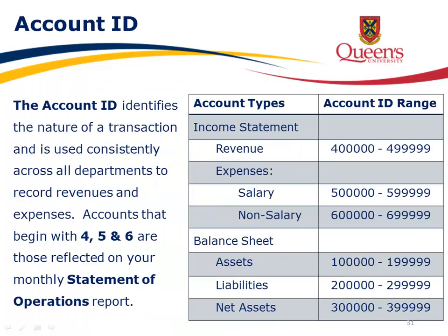The account ID identifies the nature of a transaction and is used consistently across all departments to record revenues and expenses. Accounts that begin with 4, 5, and 6 are those reflected on your monthly statement of operations report and the university's income statement, as shown here in this table. Accounts that begin with 1, 2, and 3 are balance sheet accounts.